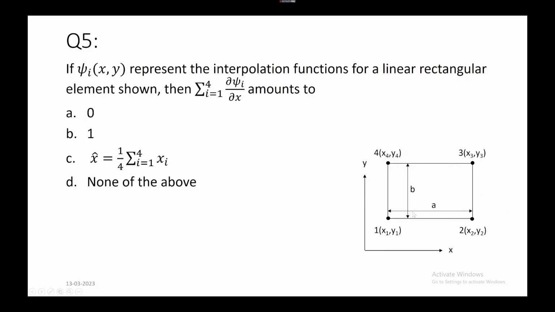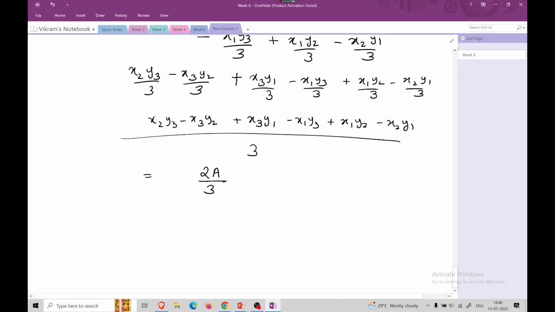So this is a bilinear, or you can say a linear rectangular element with sides a and b. Usually what we do in a rectangular element is we define a new coordinate system, which is x bar, and this will be y bar. So what is my relation between x bar and y bar? I can write it this way. So I will go to the nodes.